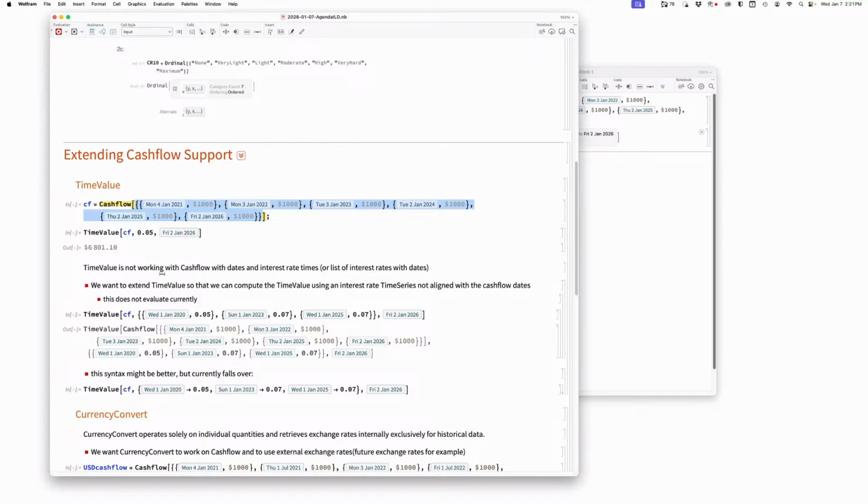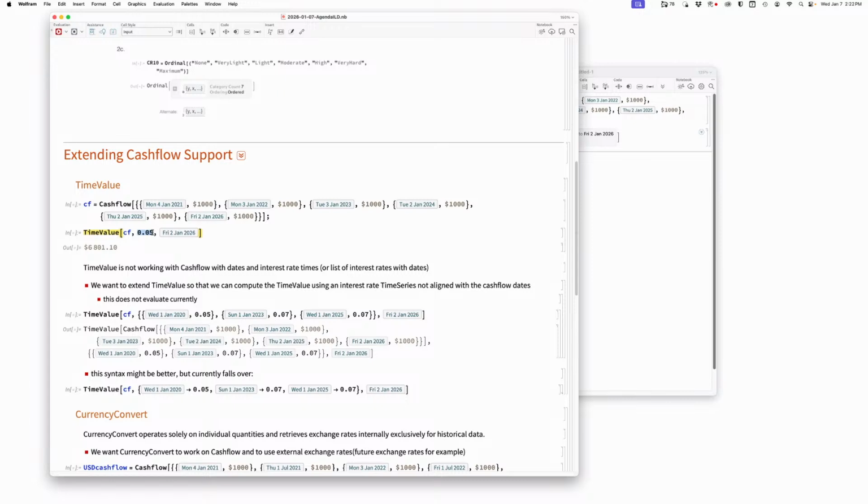Sorry, it's not working with cash flow with dates and interest rate times. What does that mean? Time series, sorry, the time series. So time value is working only with a single interest rate, and we are trying to generalize to a time series of interest rates that are changing through time. Okay, so you want this argument here to be a time series also? Yes, exactly. That makes sense to me. If you can do the math, that makes sense with me.